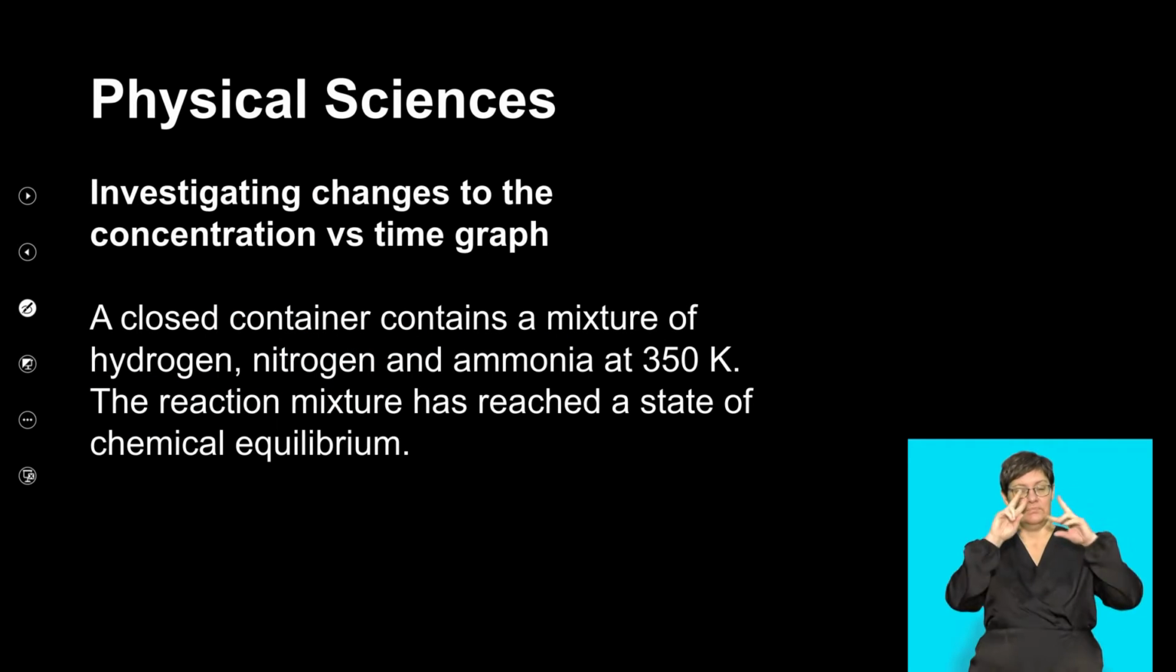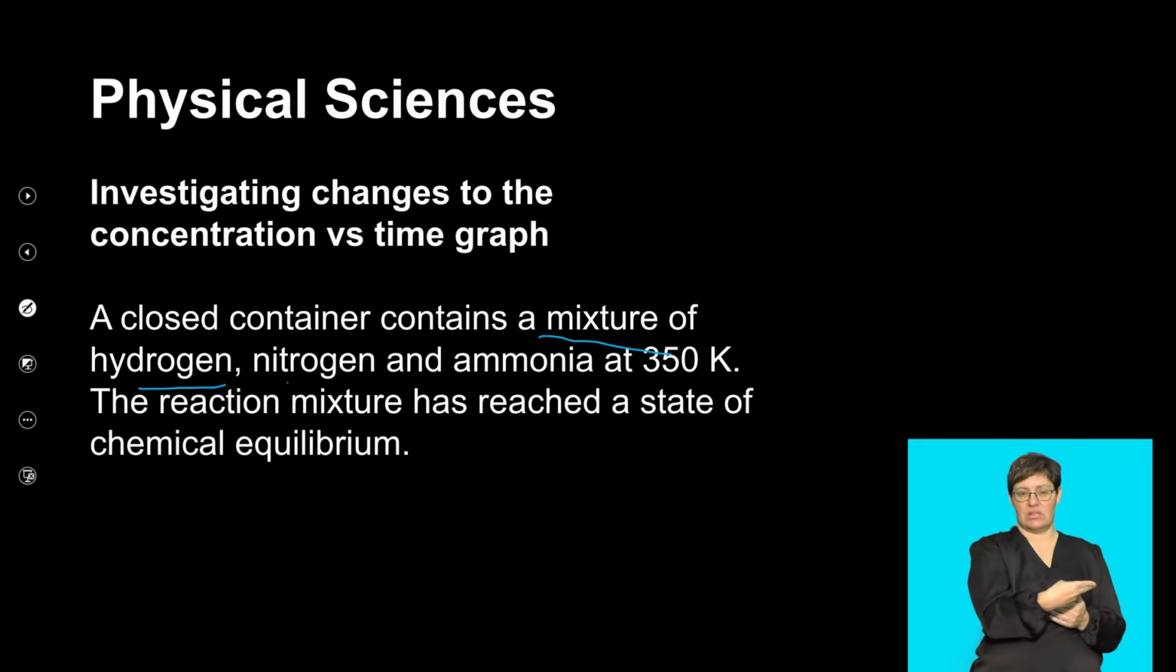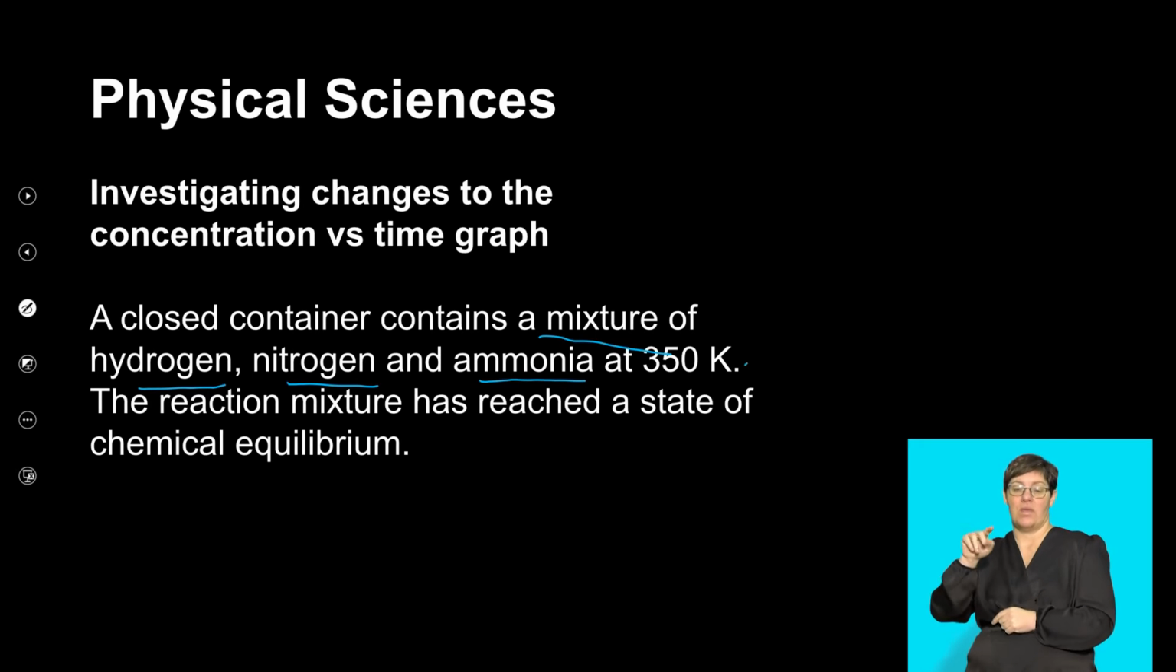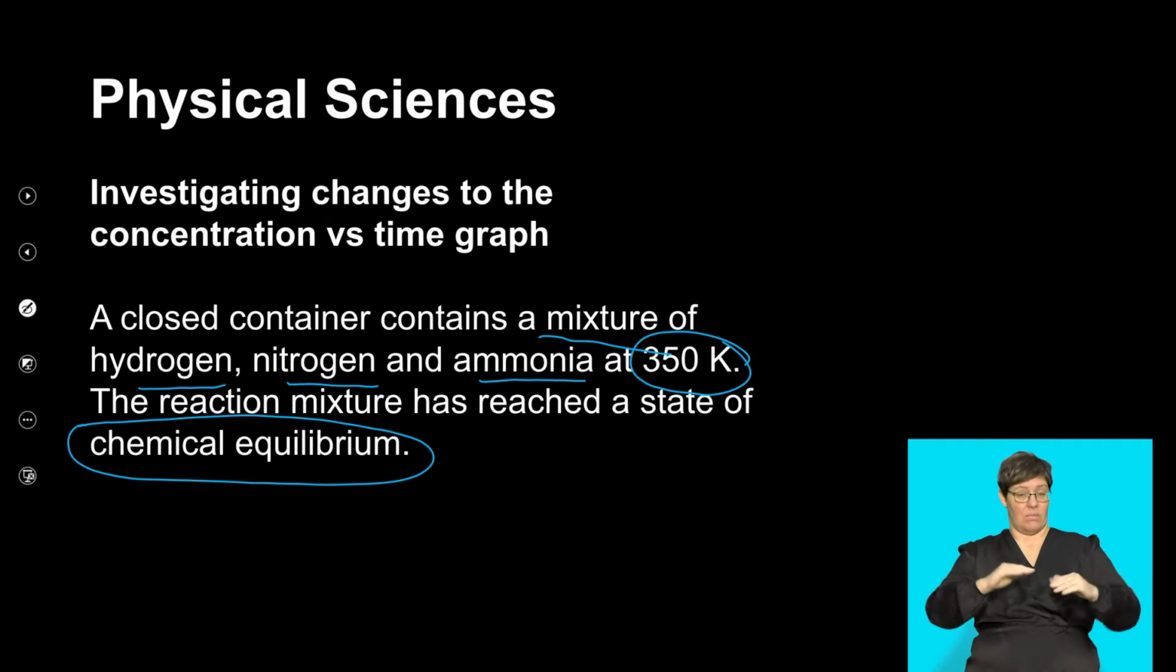We're going to investigate the changes to the concentration versus time graphs. A closed container contains a mixture of hydrogen, nitrogen, and ammonia at 350 Kelvin, a specific temperature. The reaction mixture has reached a state of chemical equilibrium.